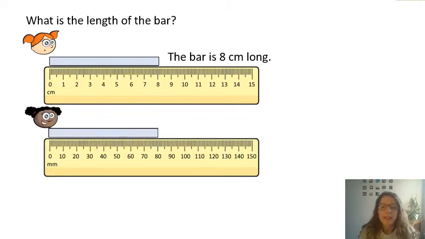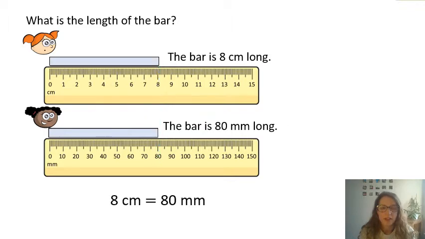But what would that be in millimetres? Okay, so you can see we've got 1, 2, 3, 4, 5, 6, 7, 8. Here we have 10, 20, 30, 40, 50, 60, 70, 80. Okay, so we've just timesed it by 10. So the bar is 80 millimetres long. Okay, can you see they're the same length? Okay, so 8 centimetres is equal or equivalent to 80 millimetres.